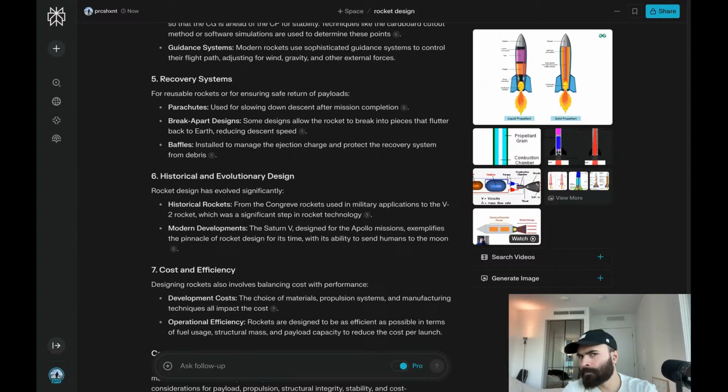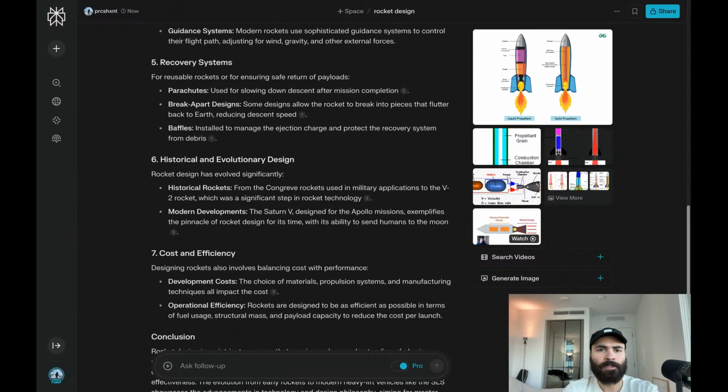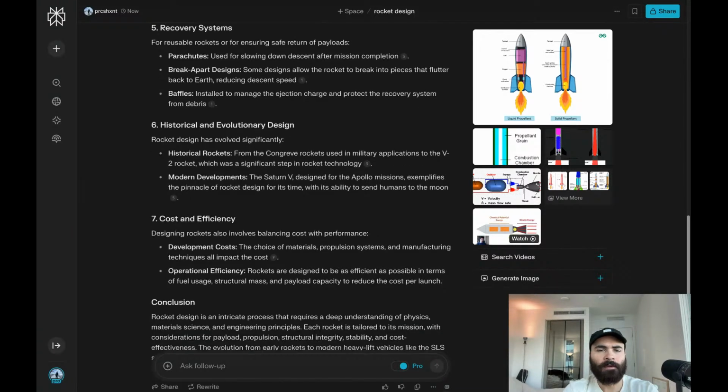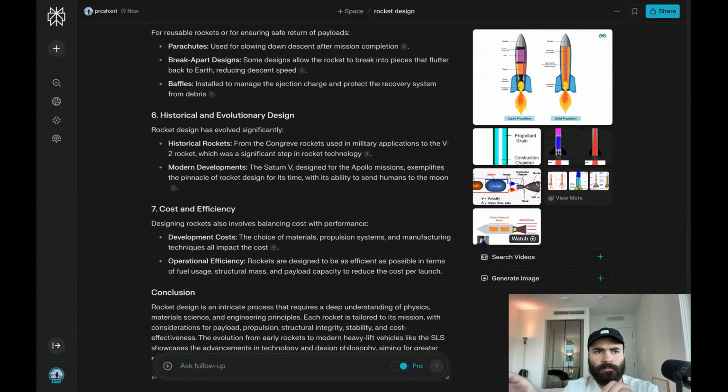Guidance system: modern rockets use sophisticated guidance systems to control their flight path, adjusting for wind, gravity, and other external forces. We have seen those in space. There you have more like a vacuum, not just air. They operate by throwing out a gas. It's all about how you operate over there.